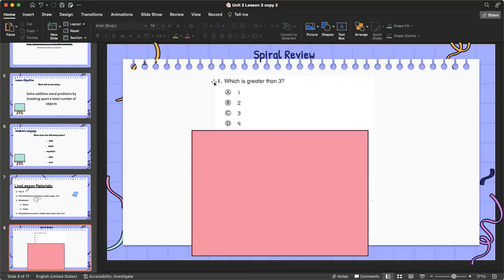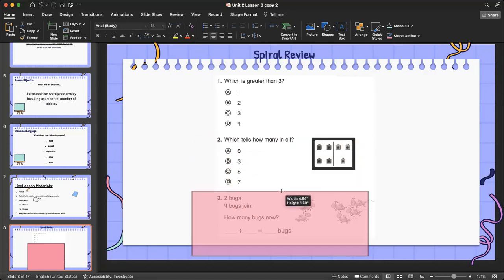Which is greater than 3? What does the word greater mean? Pause the video and talk with your learning coach. Awesome job. What is greater than 3? Which means it is more than the number 3. So the numeral we're looking for has to be more than 3. Work with your learning coach and figure out the greater number than 3.